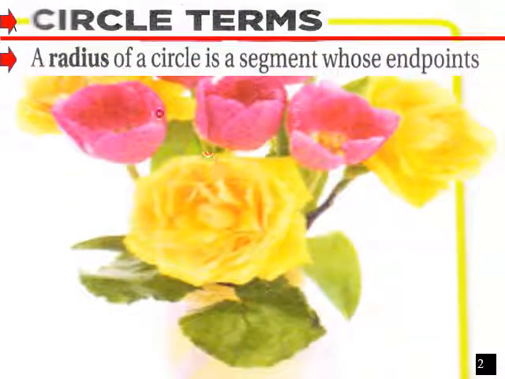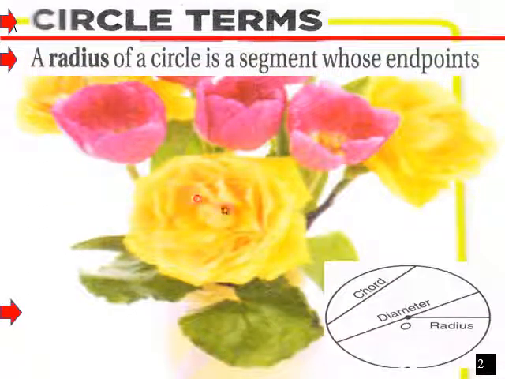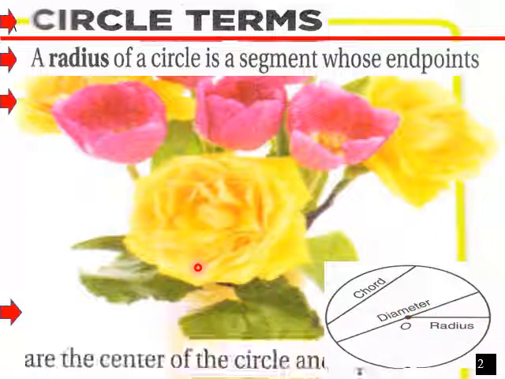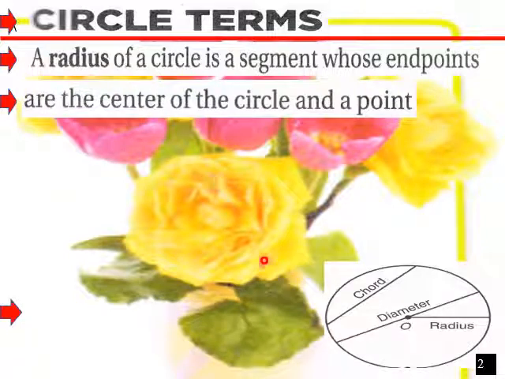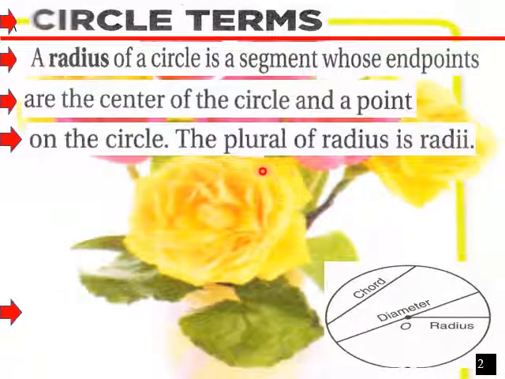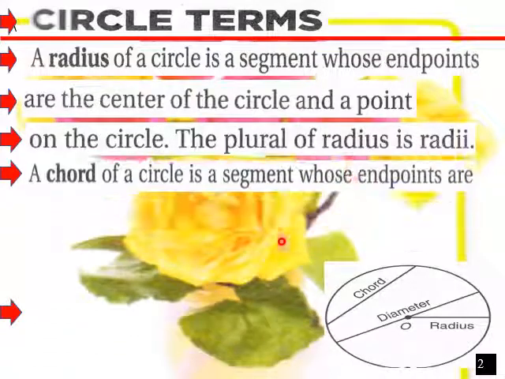And circle terms now. The radius of a circle is a segment whose endpoints, this is a radius here, are the center of the circle, this is your center, and a point on the circumference, a point on a circle. The plural of radius is radii.